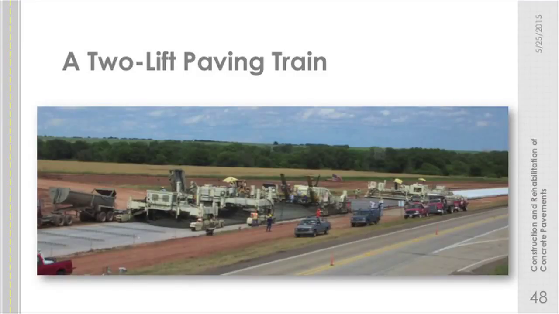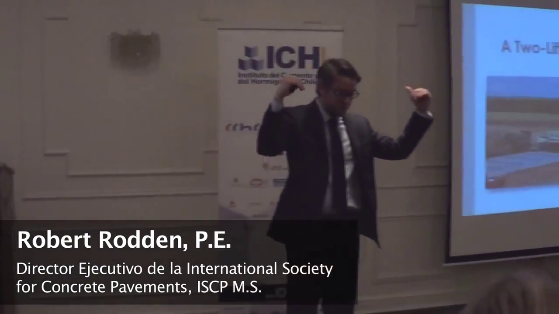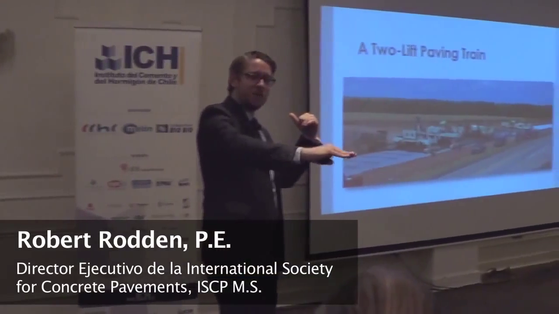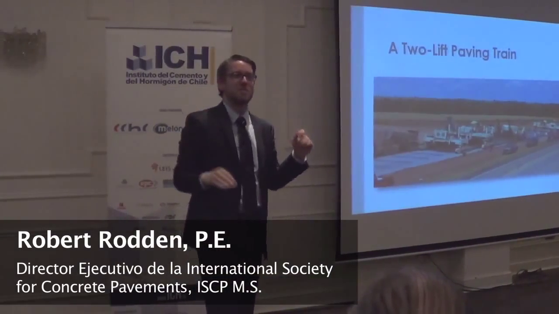Sometimes we'll even use two-lift concrete pavement construction. We did this for a very long time in the early 1900s when jointed reinforced was common. We used fixed form paving. We built half the thickness with a spreader of some sort that sat down inside of the forms. We placed the steel fabric, and we finished constructing on top of that.